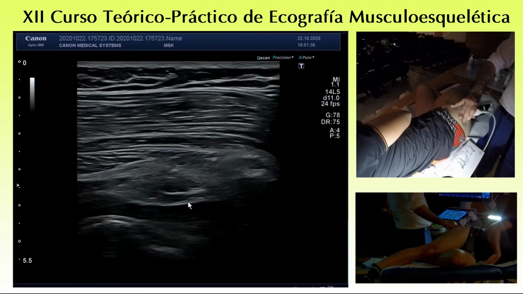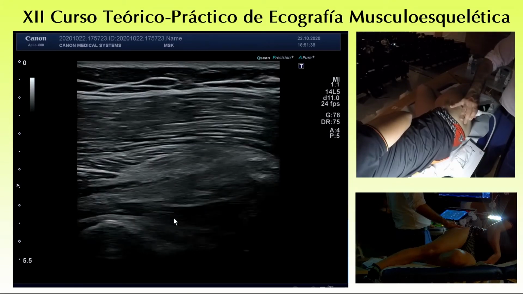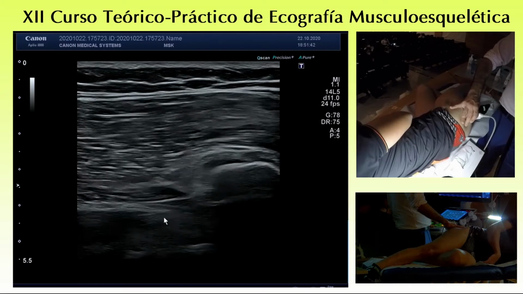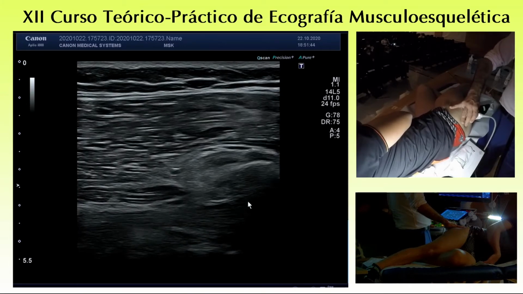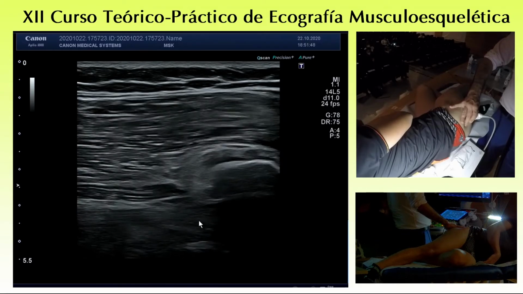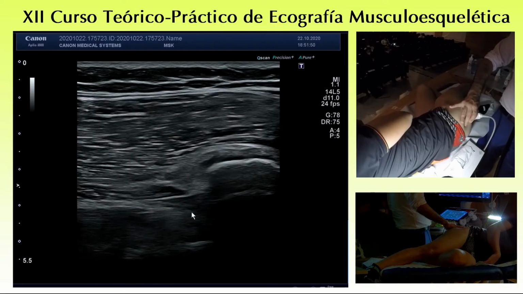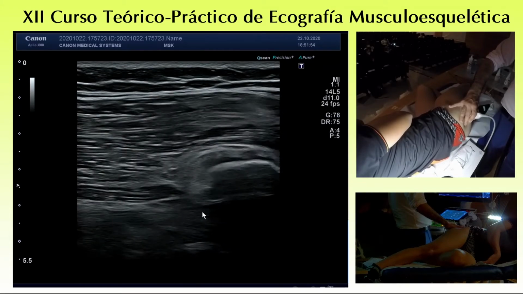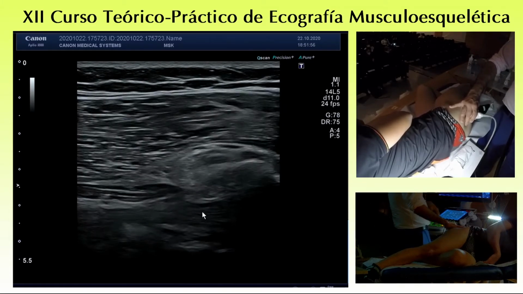And sometimes, in the lower part, this one is the piriformis. This is the piriformis muscle. The piriformis tendon in the depth goes to insert on the trochanteric fossa, but we can see it better in the posterior aspect.